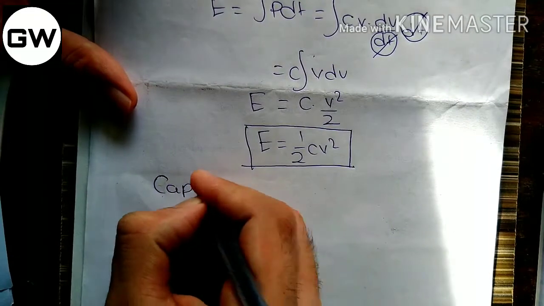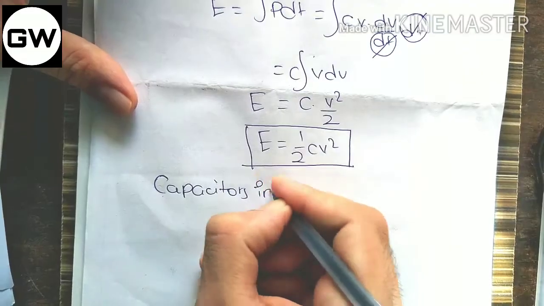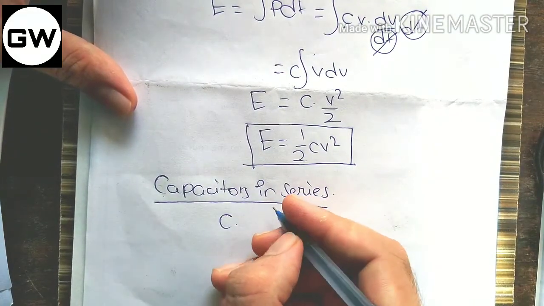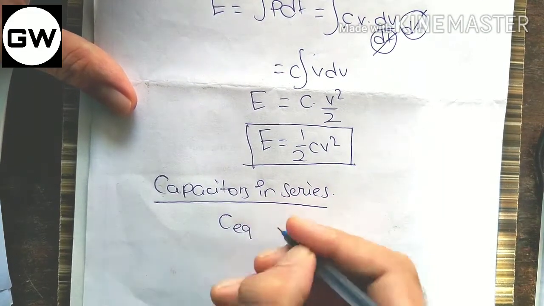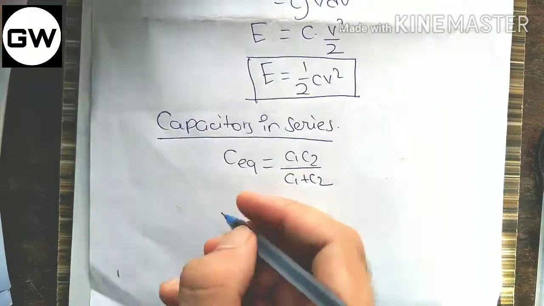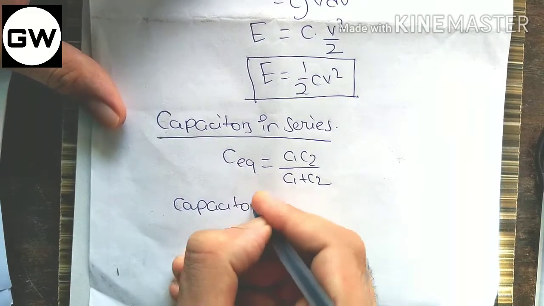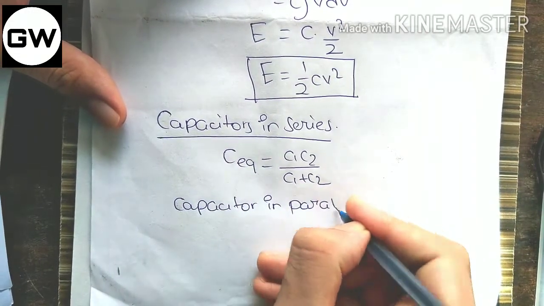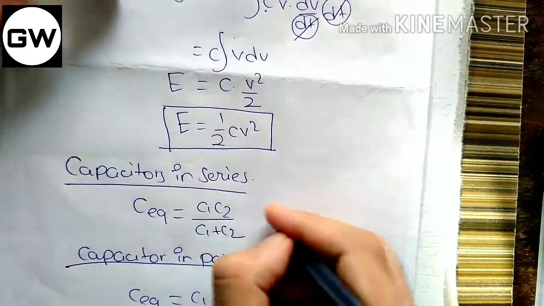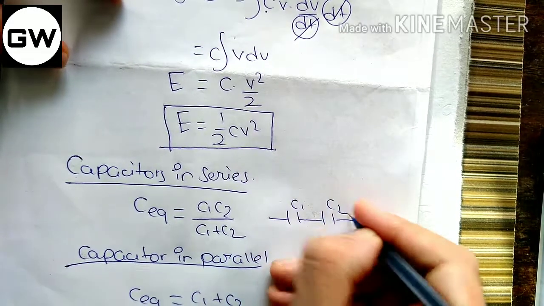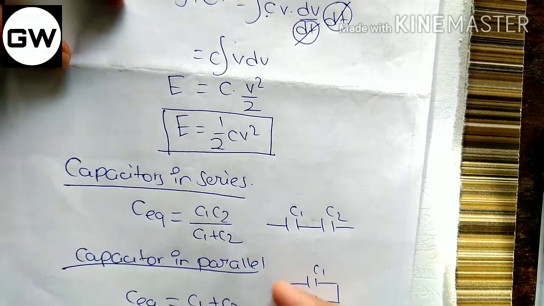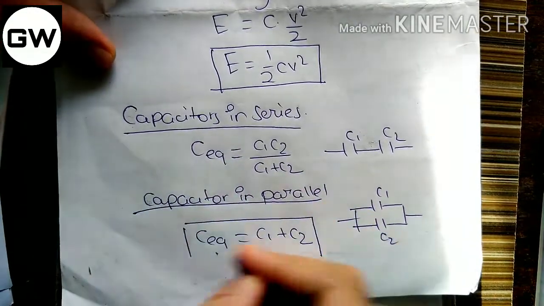Okay, capacitors in series. Capacitors in series is just the opposite case of the resistors. C equivalent will be equal to C1 C2 divided by C1 plus C2. And capacitors connected in parallel, C equivalent will be equal to C1 plus C2. Capacitors connected in series, C1 C2 over C1 plus C2. Capacitors connected in parallel, the C equivalent will be equal to C1 plus C2.